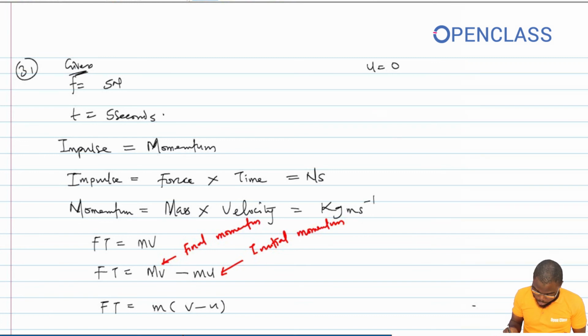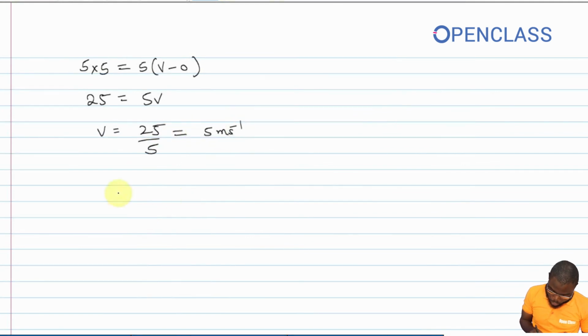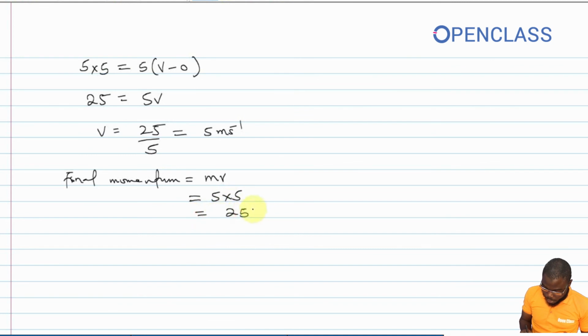Now let me move on to a blank screen. Force times time, which is 5 times 5, equals mass, that's 5, times final velocity, which we don't know, minus initial velocity, which is 0. So this is 25 equals 5v, so v equals 25 over 5, so v equals 5 meter per second. So your final momentum, which is mv, equals 5 times 5, which is 25 kilogram meter per second.